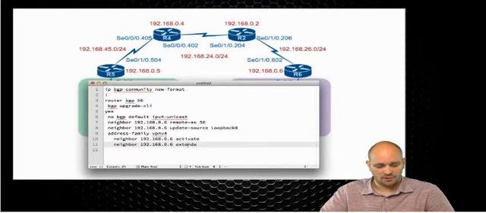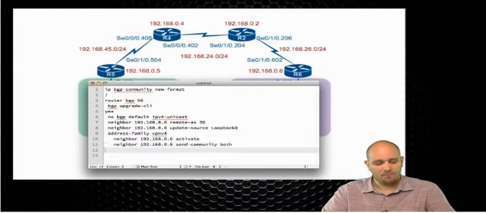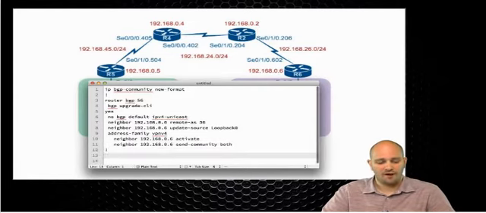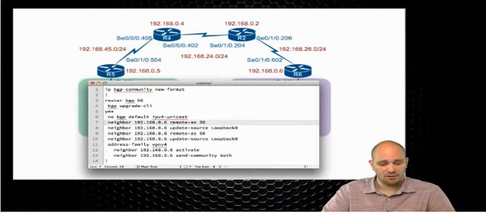Actually, there was an error here, that should have been send-community extended, right? So what I'm going to do is replace that with send-community both. Now, this is the configuration for R5. Now, interestingly enough, this is the exact same configuration that I will need on R6, except with this.